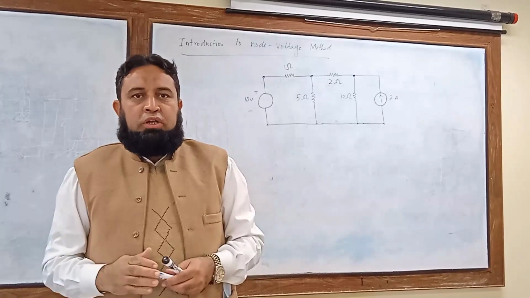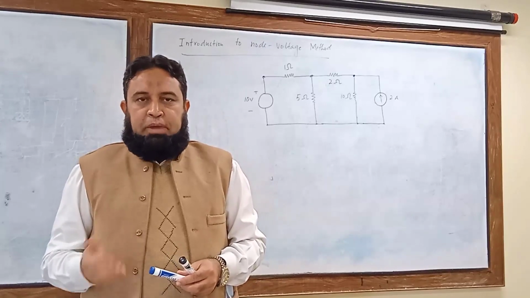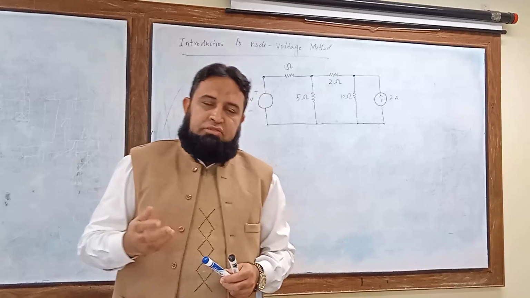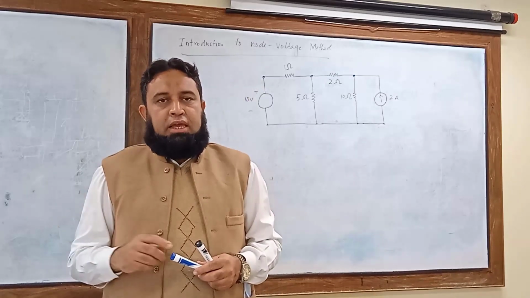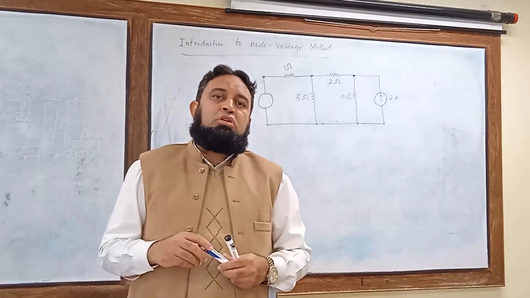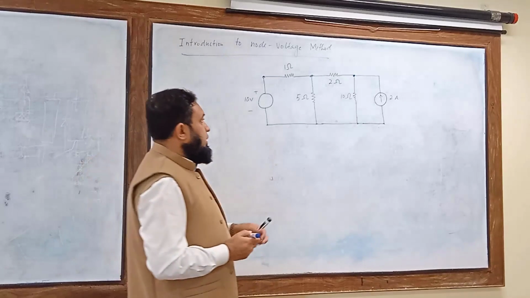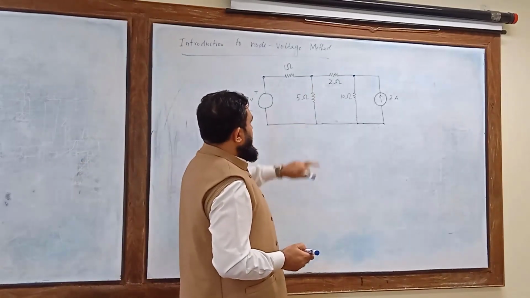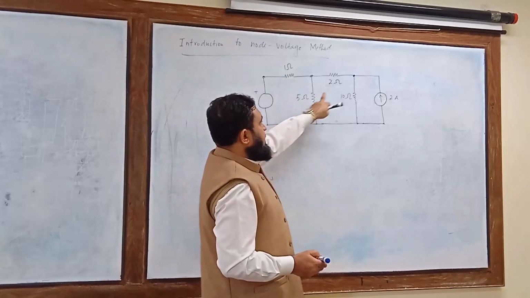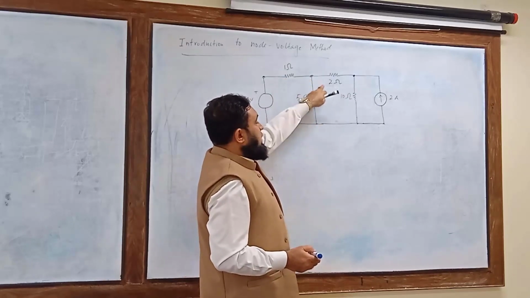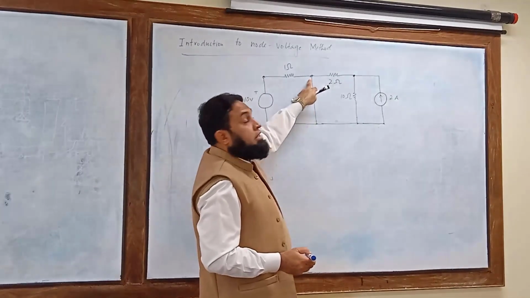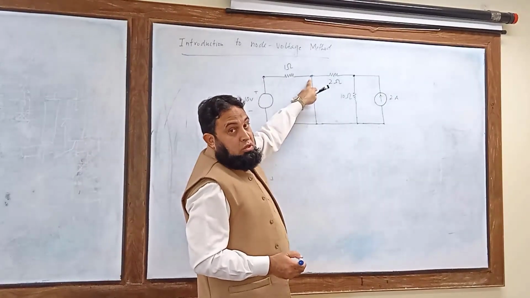But the node voltage method is based on the concept of essential nodes. So by definition, if you recall our previous lecture, the essential node is that node where 3 or more circuit elements can join. So here, if you look at this node, we have 1 ohm resistance, 5 ohm resistance and 2 ohm resistance. So 3 circuit elements join this node, so we can call this essential node 1.